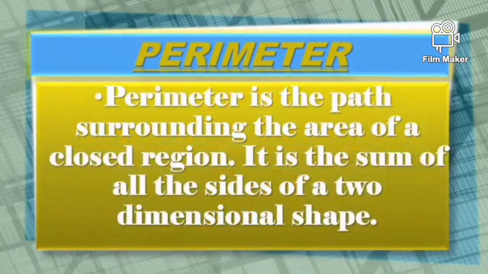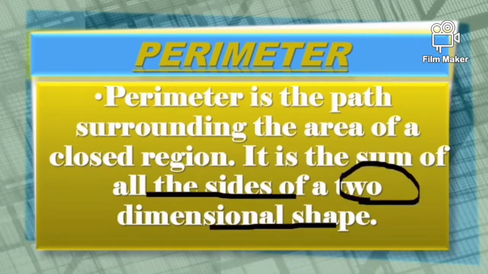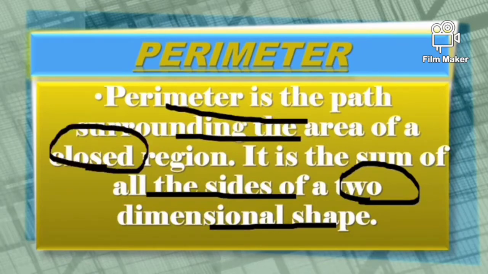First, I will tell you what perimeter is. Perimeter is the path surrounding the area of a closed region. It is the sum of all the sides of a two-dimensional shape. I repeat, perimeter is a path surrounding the area of a closed region. It is the sum of all the sides of a two-dimensional shape.